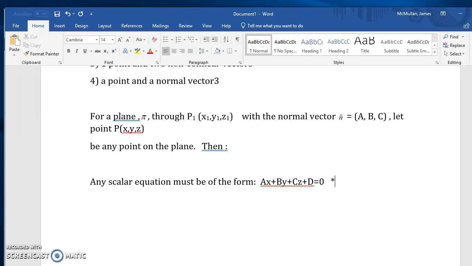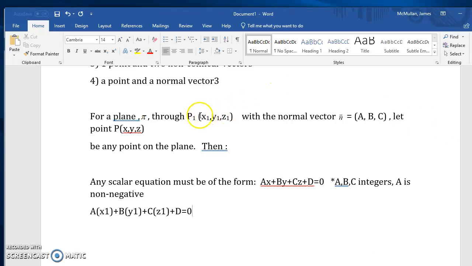Remember, the rules for a scalar equation are that A, B, and C are integers, and A is non-negative. So if you see a fraction, then multiply through by the denominator until you get rid of all your denominators. And if A is a negative number, multiply through by -1 to make it positive. So you can see that if we have a normal (A, B, C), and it passes through (x1, y1, z1), therefore, Ax1 plus By1 plus Cz1 plus D equals 0.